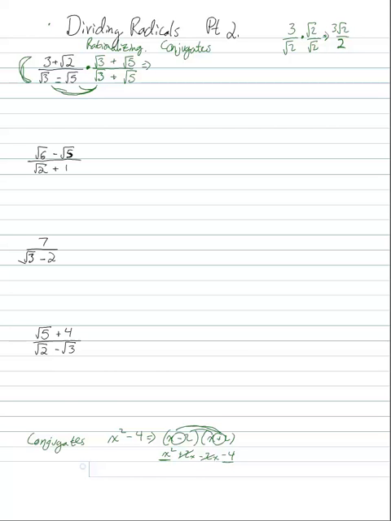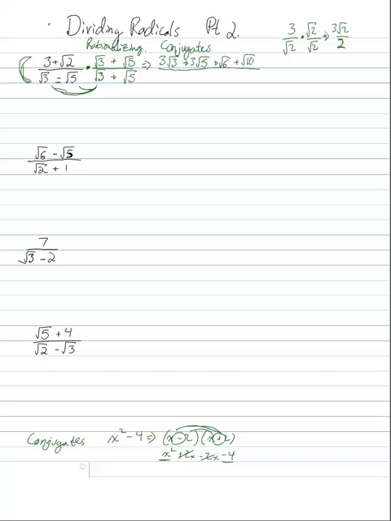So on the top, I'm going to FOIL. I'm going to get 3 times square root of 3 is 3 square root of 3. 3 times square root of 5 is plus 3 square root of 5. Let's see, inner, square root of 2 times square root of 3 is plus square root of 6. Square root of 2 times square root of 5 is plus square root of 10.